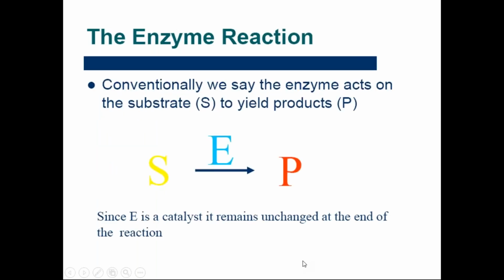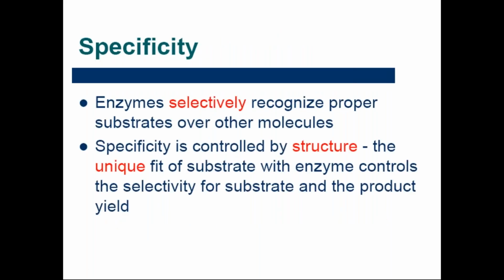So what is the enzyme reaction? Conventionally the enzyme reaction is represented by S, which is the substrate, and that is converted into the products, catalyzed by the enzyme E, which does not change at all, or remains unchanged. Enzymes are highly specific, or selective, as we say, and the specificity is controlled by the structure of the enzyme.